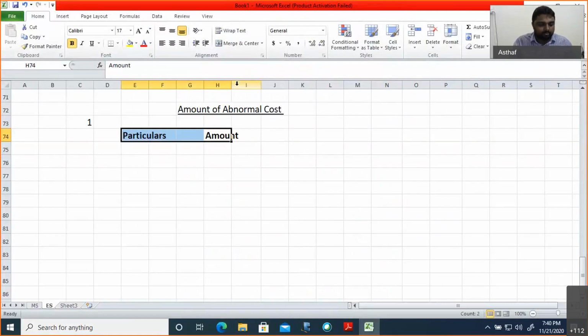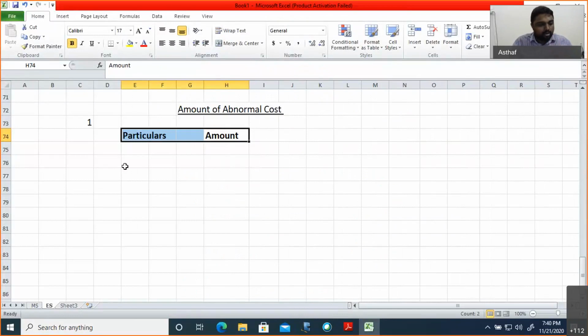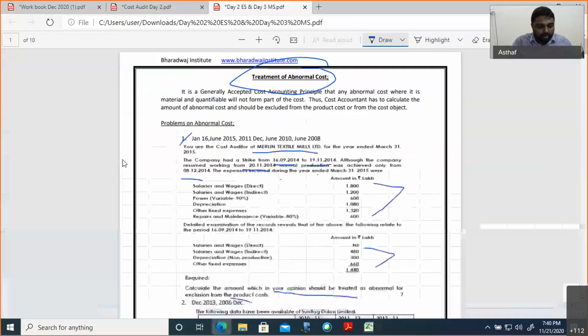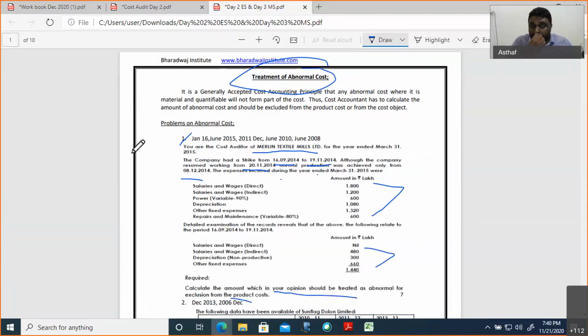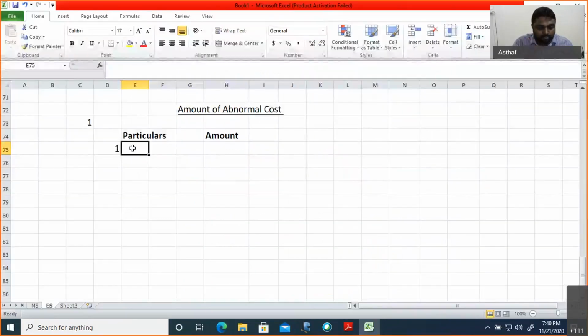So particulars. So we have the amount. The first point, this is the one. Reveal that the following are the expenses. So expenses during the strike period. We have already told, expenses during the strike period we have to treat as abnormal.